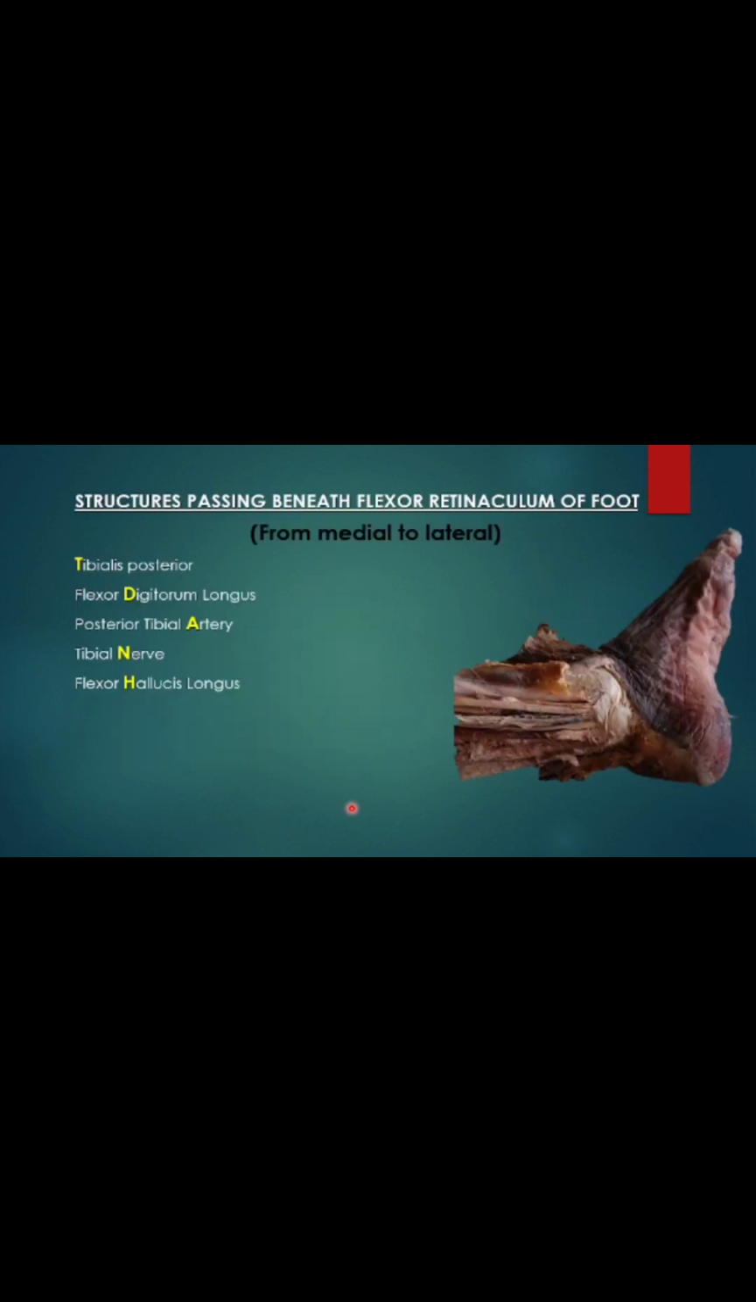So the structures that pass beneath the flexor retinaculum of foot are remembered by a mnemonic: Tom, Dick and Naughty Harry. So the T stands for the tibialis posterior tendon, D stands for the flexor digitorum longus tendon, A stands for the posterior tibial artery, N for the tibial nerve, and H stands for the flexor hallucis longus tendon.